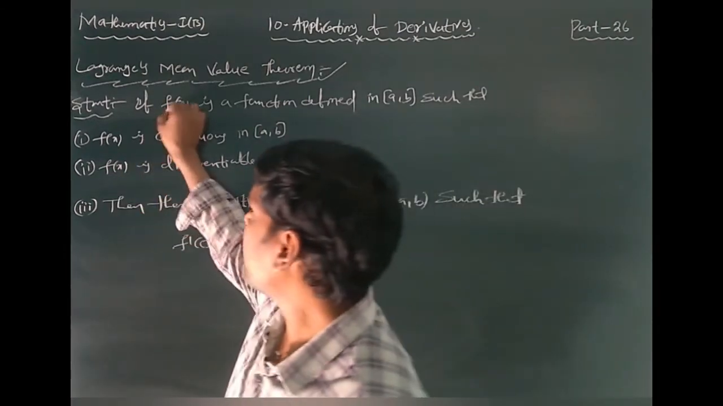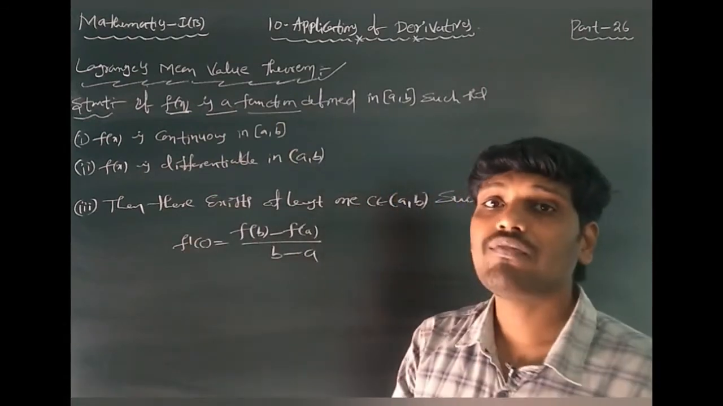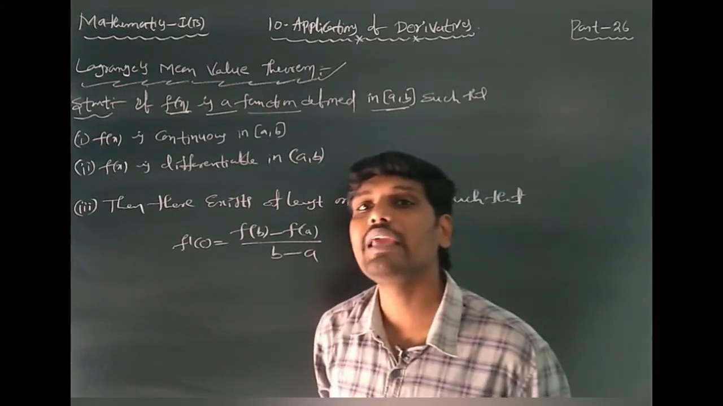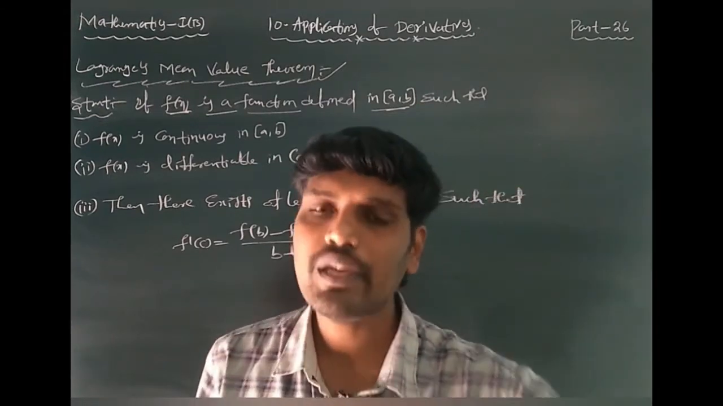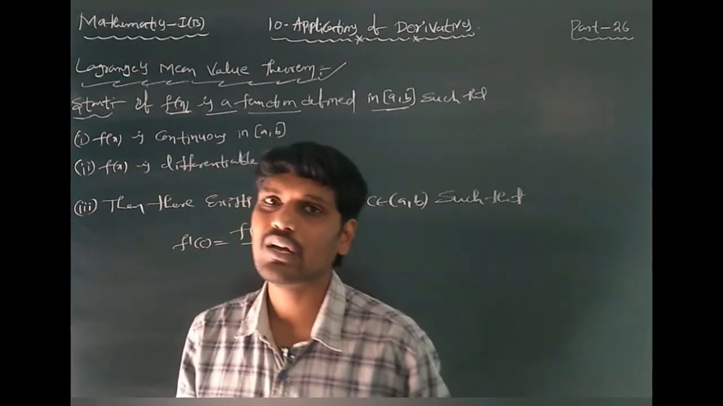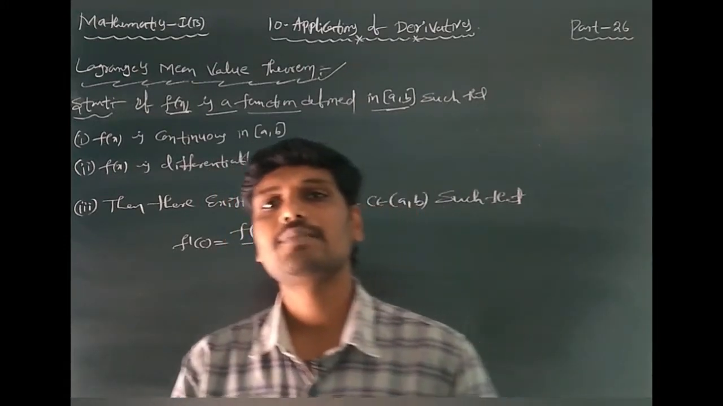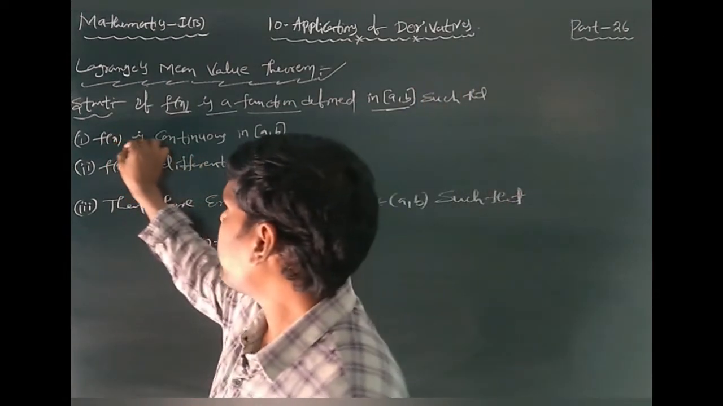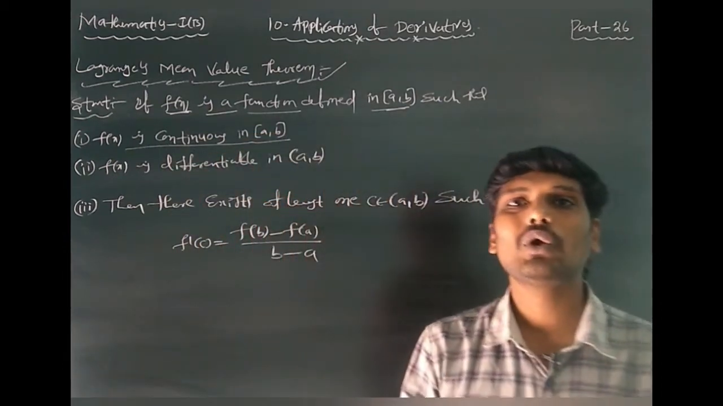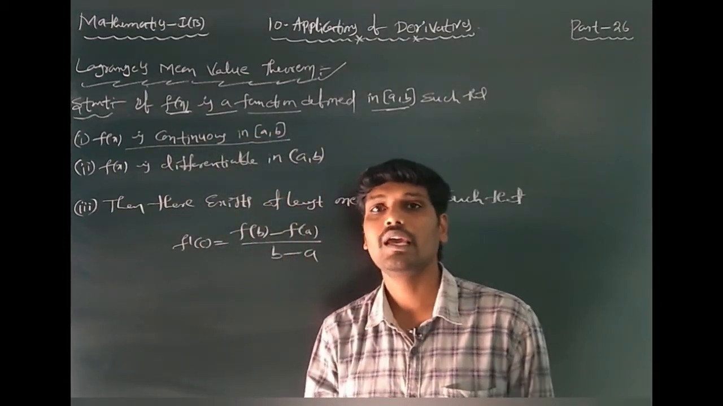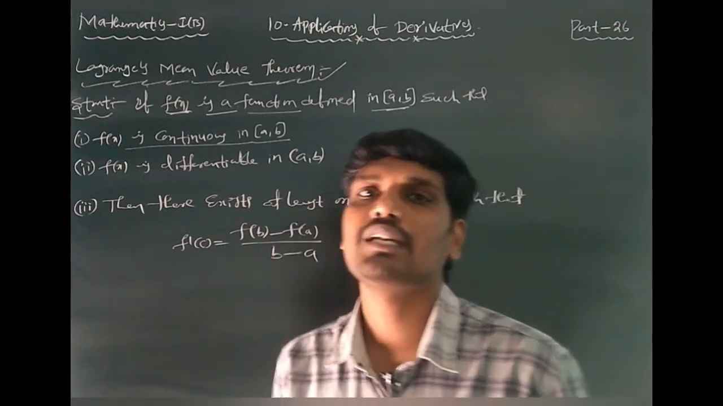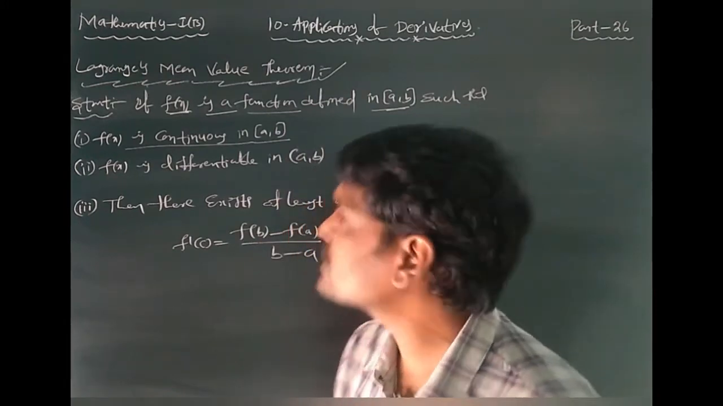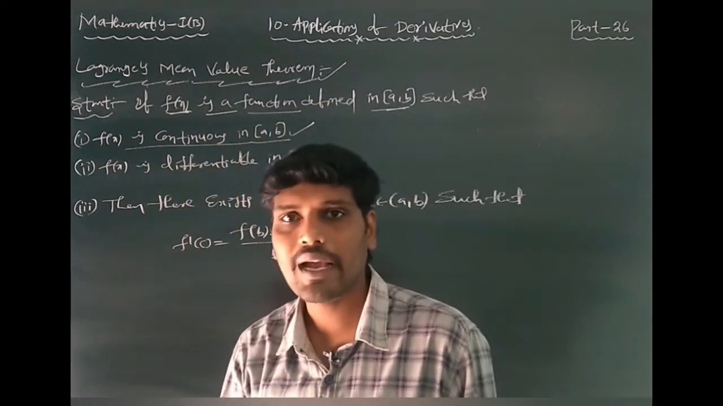In this statement, f of x is a function defined in the closed interval a comma b. In the last theorem also, f of x is a function defined in the closed interval a comma b. Lagrange's mean value theorem is similar, such that the first condition is: f of x is continuous in the closed interval a comma b.